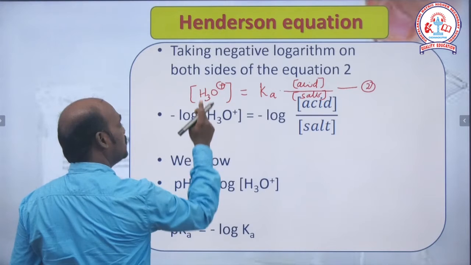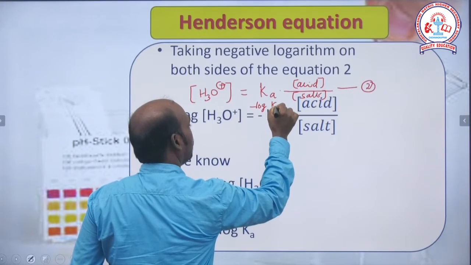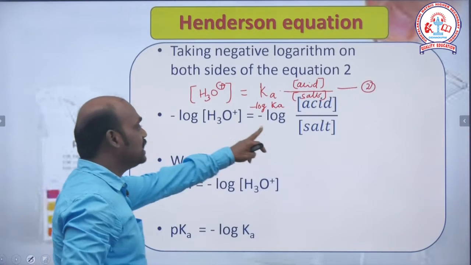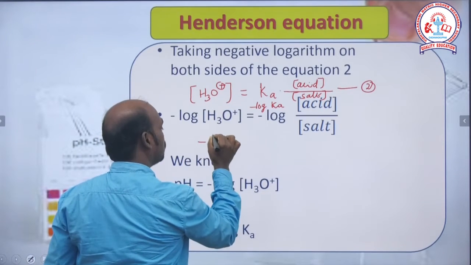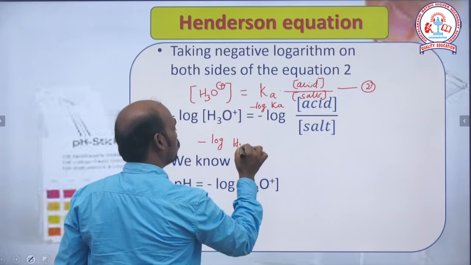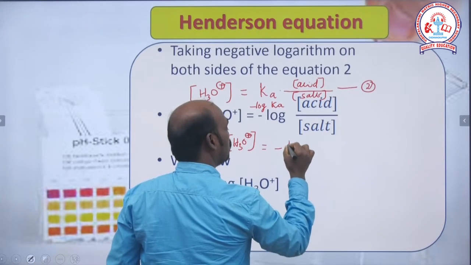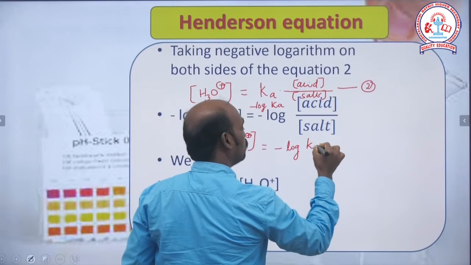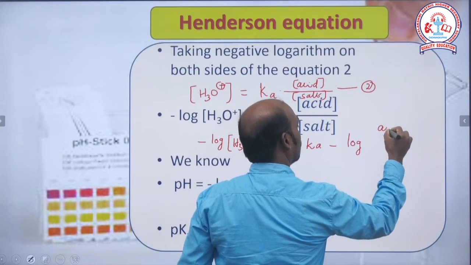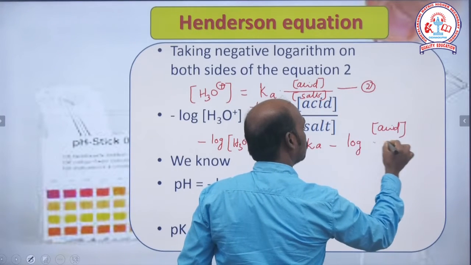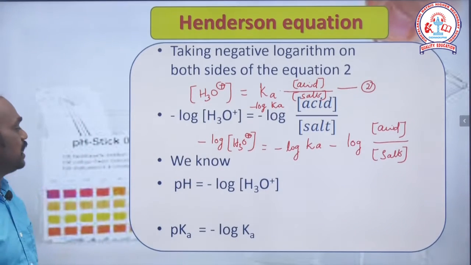Then we get minus log H3O plus equal to minus log Ka, then minus log of the concentration of the acid divided by salt. Once again I can write it: minus log H3O plus ion concentration is equal to minus log Ka minus log concentration of the acid divided by concentration of salt. So, this is the negative logarithmic form of equation number 2.